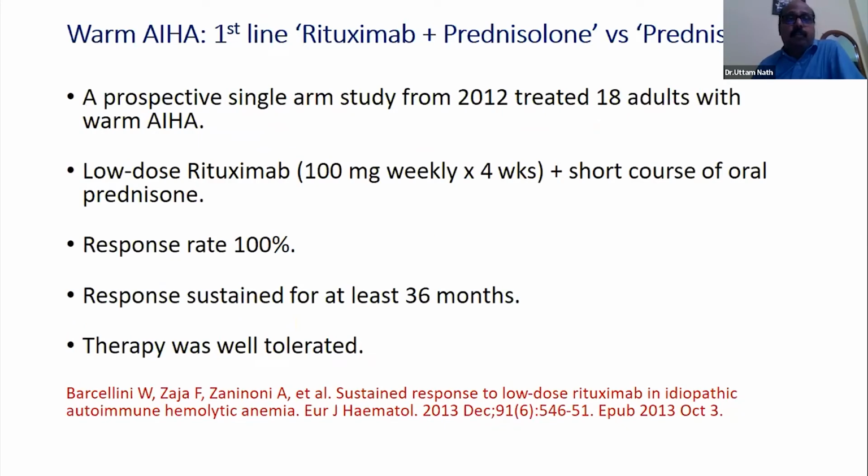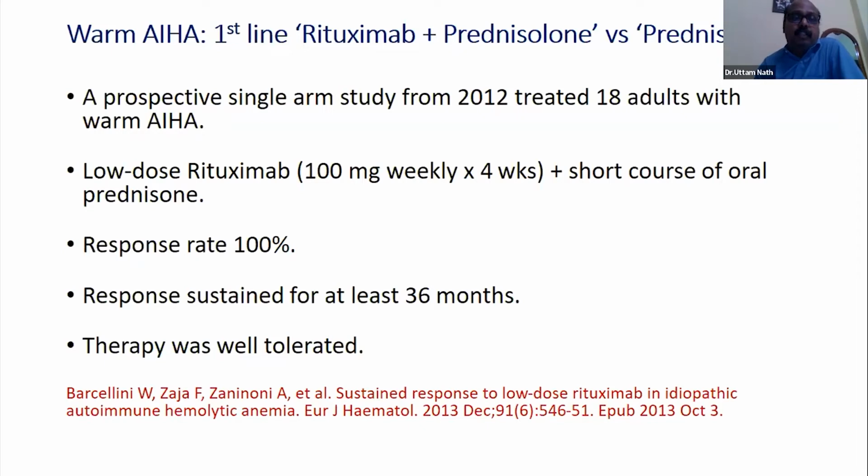Another study, which was non-randomized, in adult warm antibody AIHA showed that even a low dose of rituximab, 100 milligram flat dose weekly for 4 weeks, along with a short course of oral prednisolone, was associated with high response rates and sustained response. However, the number of patients in this study was not very high. So considering the latest, relatively recent evidence, we may consider upfront rituximab plus prednisolone therapy, particularly in hospitalized, sick patients of AIHA.